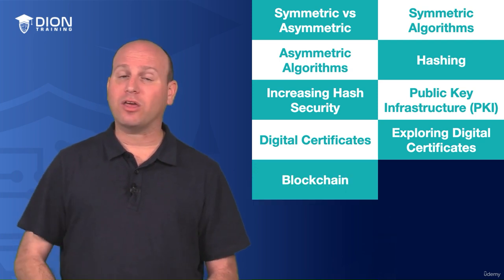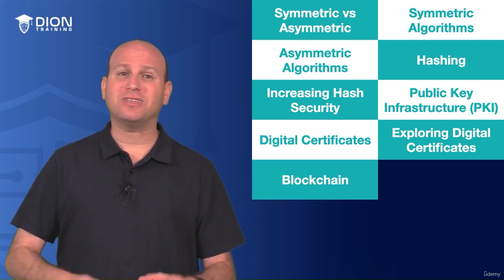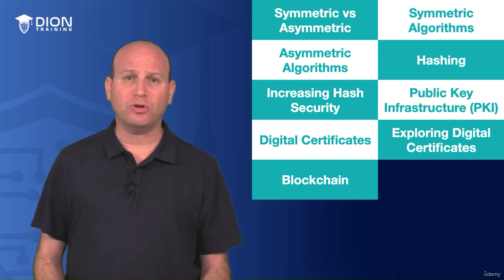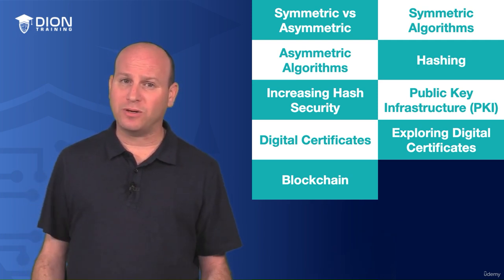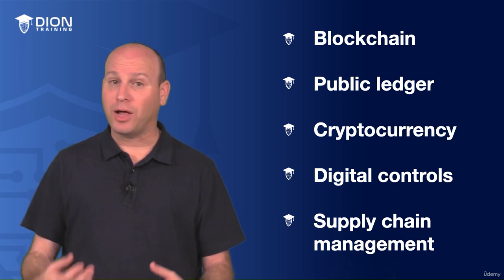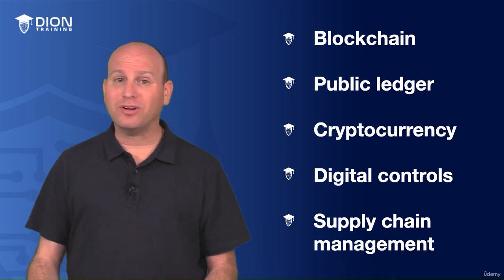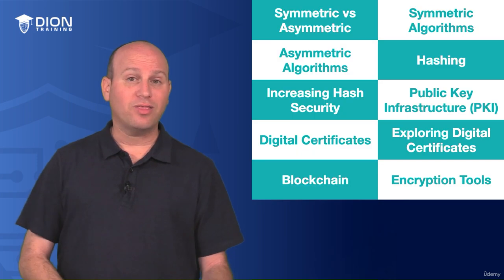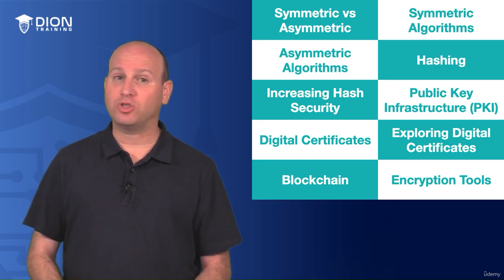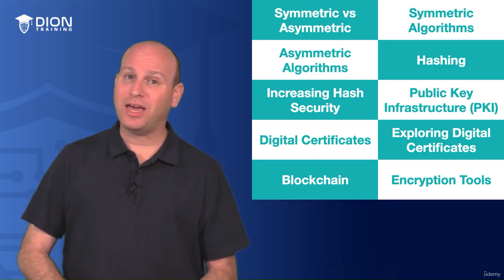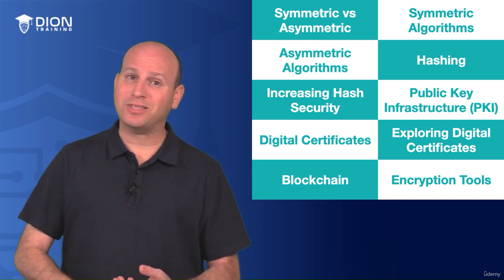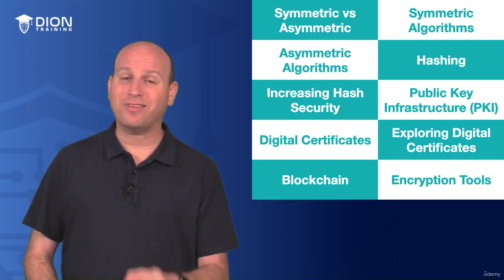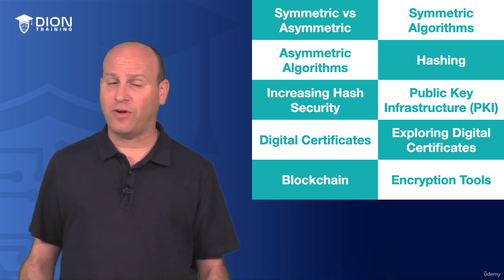Next, we're going to be talking about the blockchain. Now, the blockchain is a decentralized, immutable ledger that records transactions across multiple computers to ensure data integrity and transparency. We'll also talk about things like the public ledger, cryptocurrency, digital contracts, and supply chain management using the blockchain. Then, we'll move into our coverage of encryption tools, including TPM, HSM, key management systems, and secure enclaves, all of which play critical roles in ensuring data security and integrity across various platforms and environments.